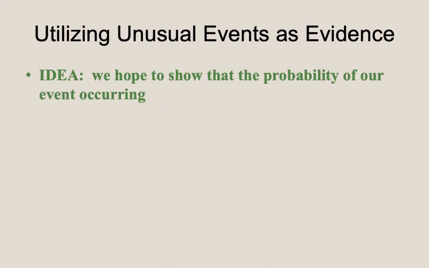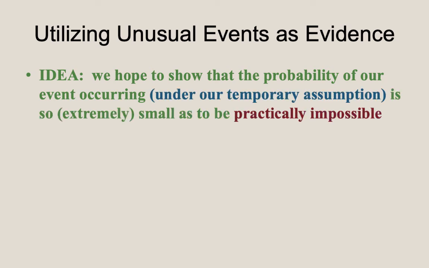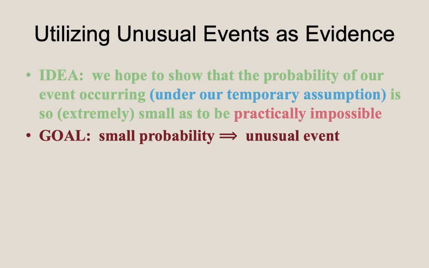Let's unpack this now. Our hope is to use unusual events as evidence to support our argument. The idea is that we hope to show that the probability of our event occurring is so small as to be practically impossible. We collect a sample, and from that sample we get a statistic, and we then have an observation, an empirical observation. More specifically, we hope to show that the probability of our event occurring under our assumption is so small, ideally so extremely small, as to be practically impossible. This is our hope for how we might use an unusual event as evidence.